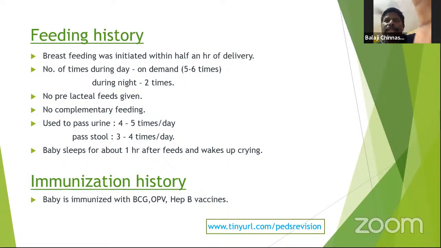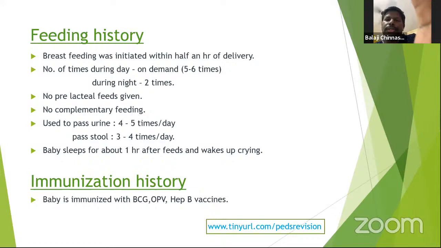So the baby feeds often, the baby passes urine well, the baby sleeps well, the mother feels that the milk gets emptied, and the mother feels that milk overflows on the other side. All these are adequacy of feeds, and the proper attachment.